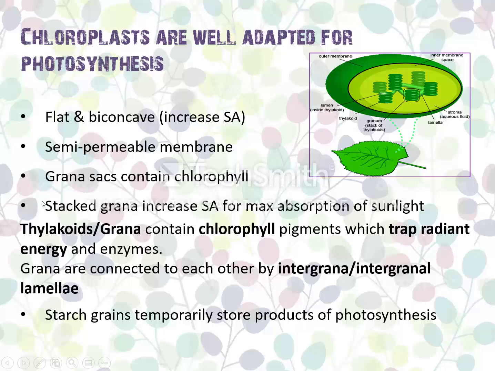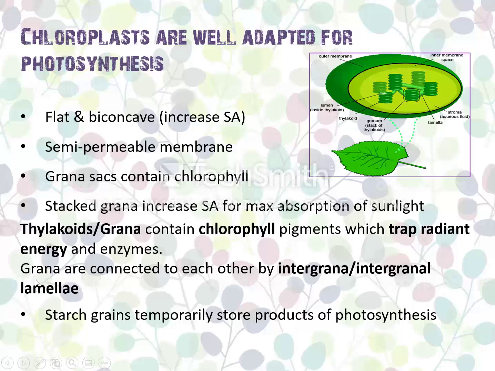Then we also looked at these grana, and we had lots of them stacked on top of each other, like little coins, and we said that was one granum. Now, when we have a granum, it's allowing for more surface area. And what does more surface area do? Let's refer back here. It allows for the absorption of radiant energy. So again here, stacked grana or granum increase the surface area, which is going to allow maximum absorption of sunlight.